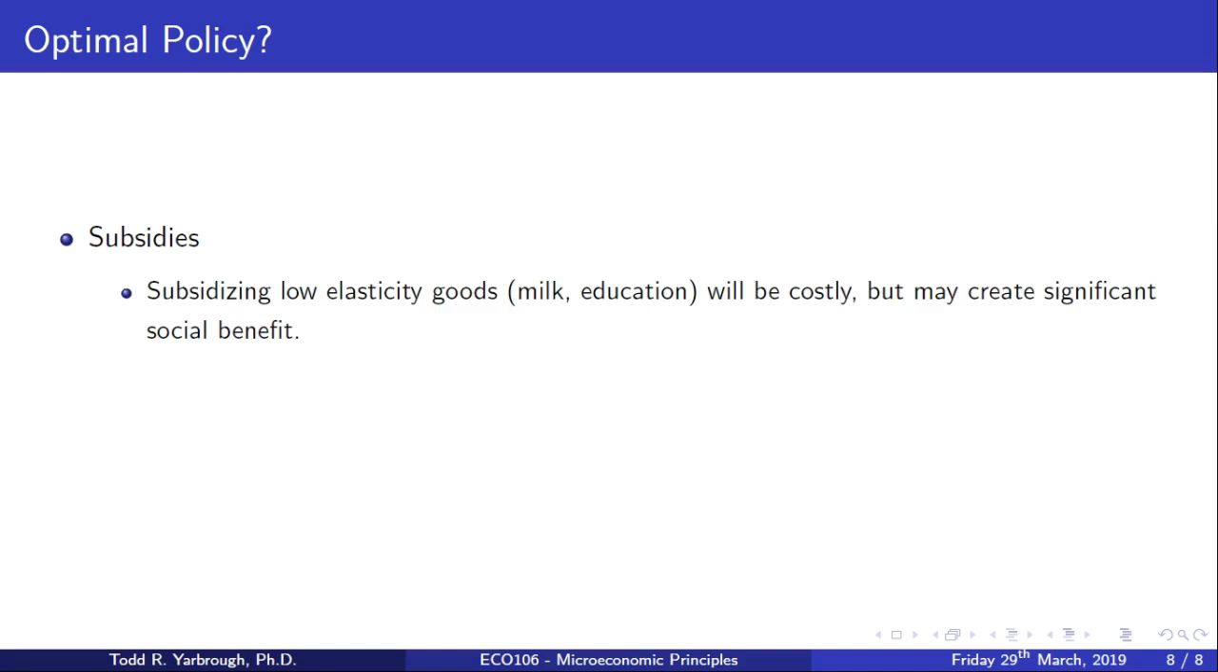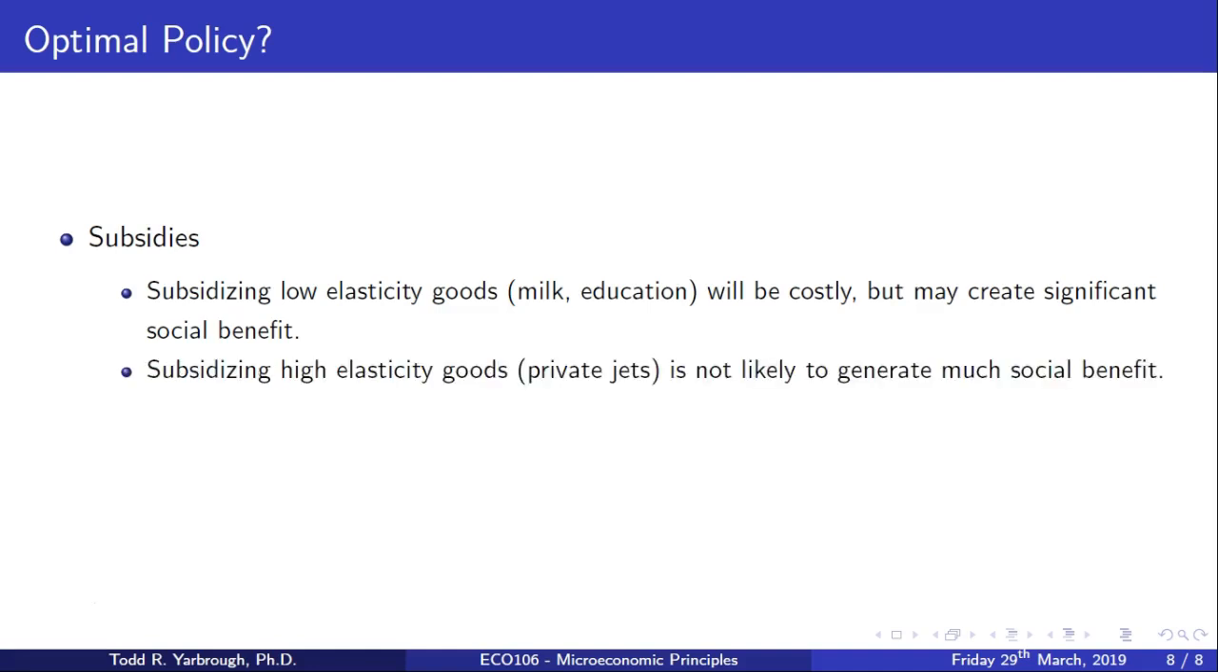However, subsidizing these products may also have large social benefit. In fact, the government does subsidize education highly because of this social benefit. We also can think about subsidizing high elasticity goods, the aforementioned private jets. And these, as we can see, are not likely to generate much social benefit.